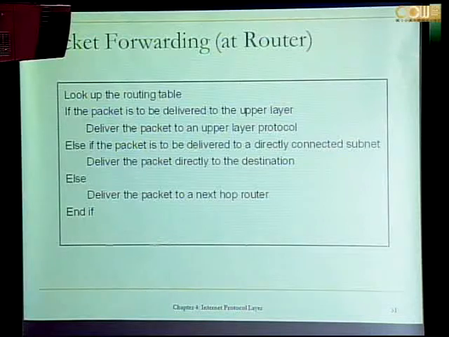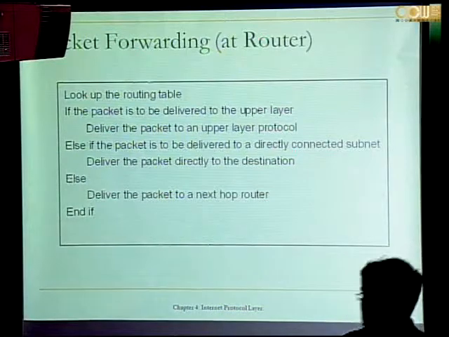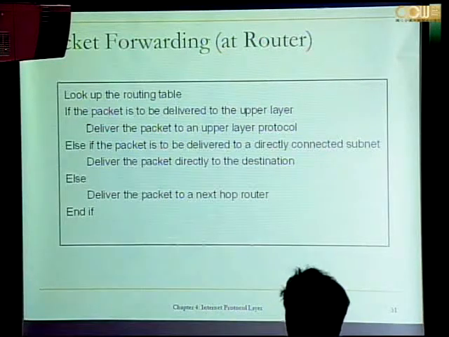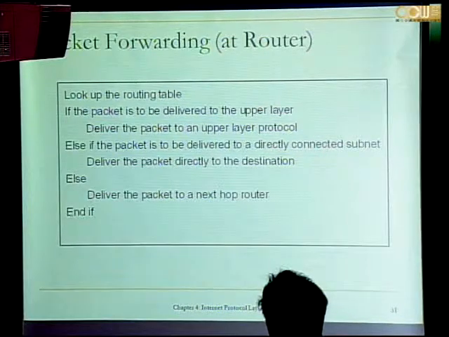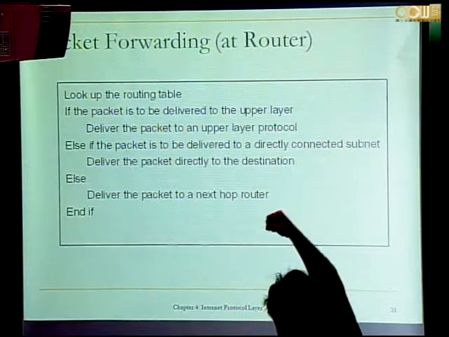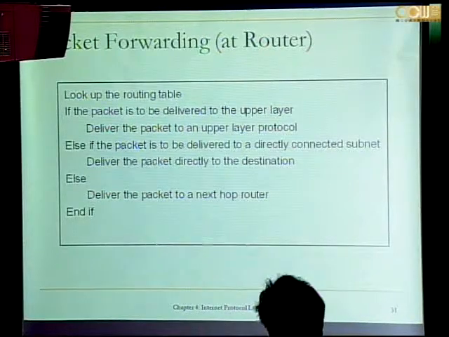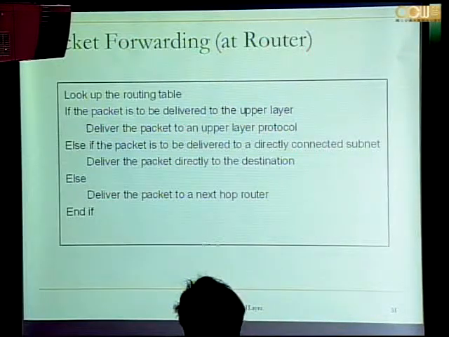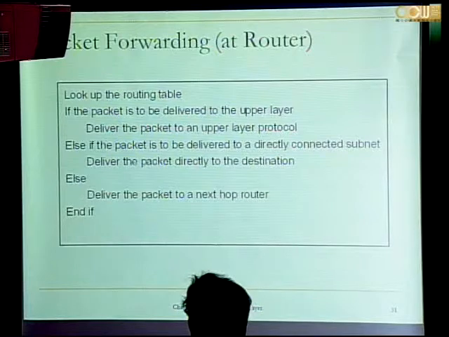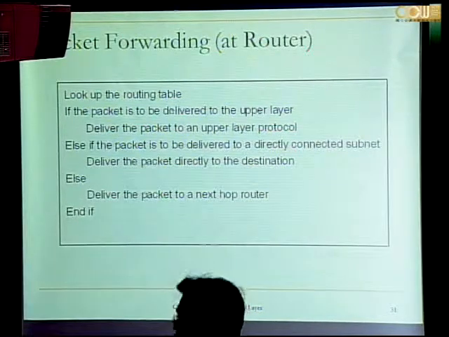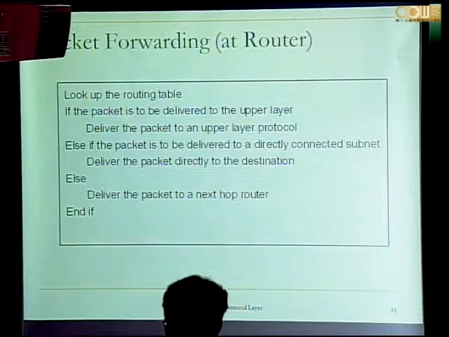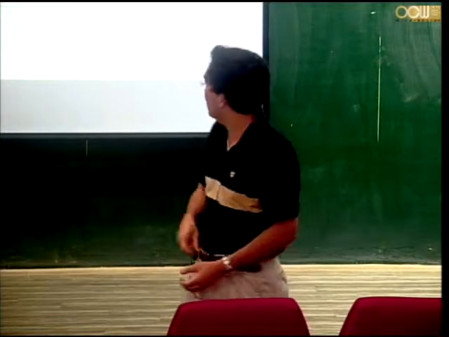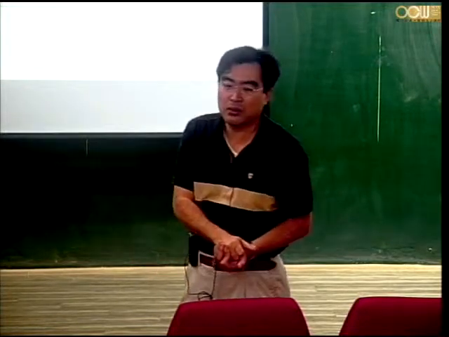How about in the router? In the router, you need to look up the routing table, and the packet might be going up to the upper layer or going down. And for going down, there would be two scenarios. One is that the destination is in the same subnet. Then you can transmit the packet directly to the destination. Another case is that the destination is not in the same subnet. Then you will send it to the next hop router.